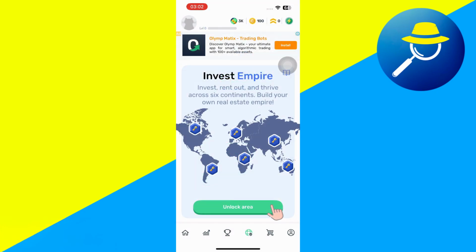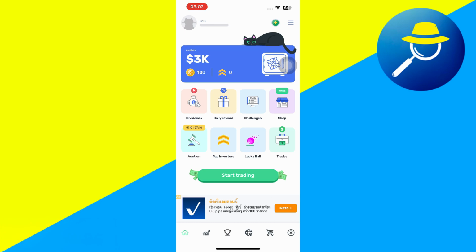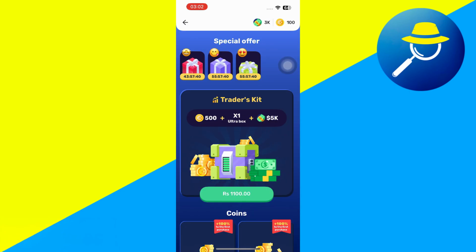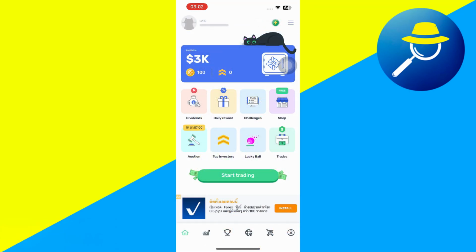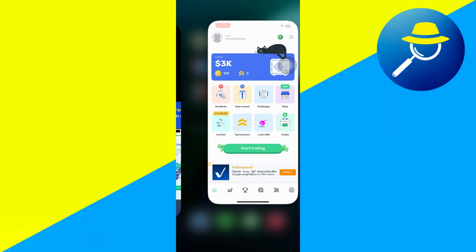Although the app may look and feel like an actual trading platform, all the funds shown are virtual and cannot be withdrawn or converted into real currency. Even if you build a massive portfolio within the app, the profits are fictional and purely for simulation.